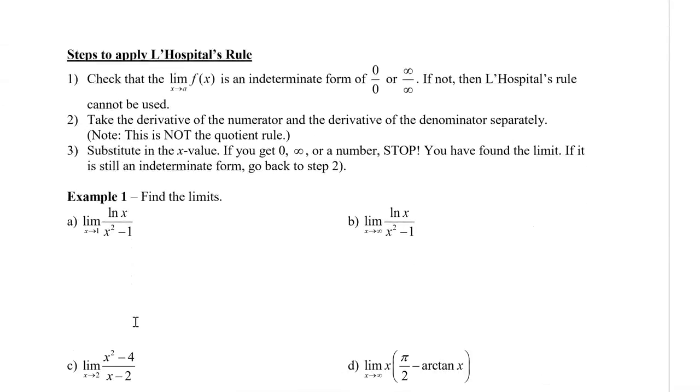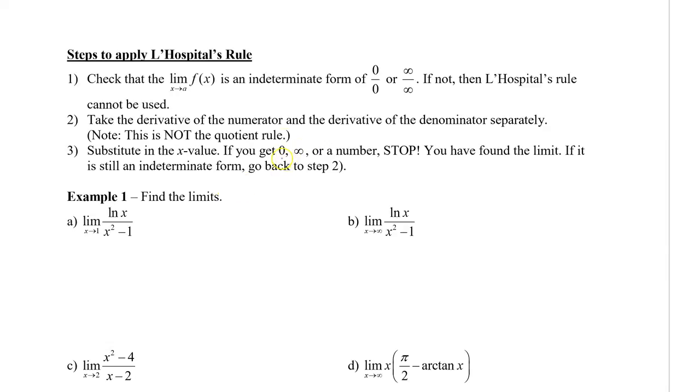The first thing we're going to do is check the limit of f of x over g of x, whether it is an indeterminate form, 0 over 0 or infinity over infinity. If it isn't, then we can't apply L'Hospital's Rule. Next, we take the derivative of the numerator and the derivative of the denominator separately. Okay, so this isn't the quotient rule. We're separating them into two parts and taking the derivative of each. And then we substitute in the x value. If you get 0, infinity, or a number, you stop. But if you find that you still get 0 over 0 or infinity over infinity, then you have to go back to step 2 because it's still an indeterminate form.